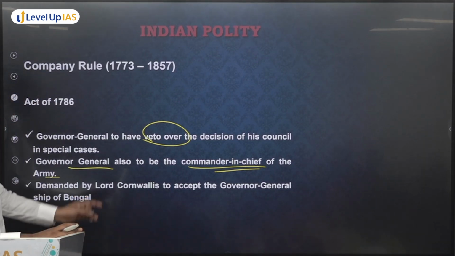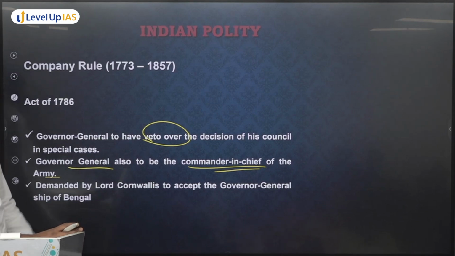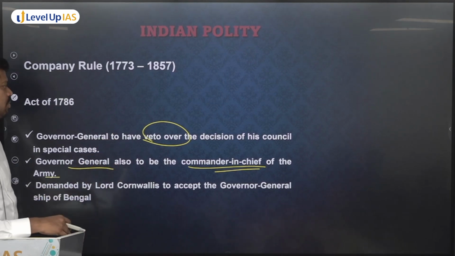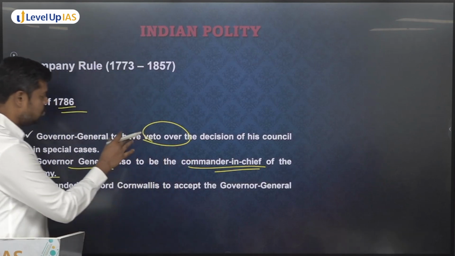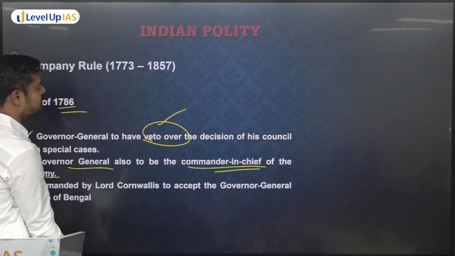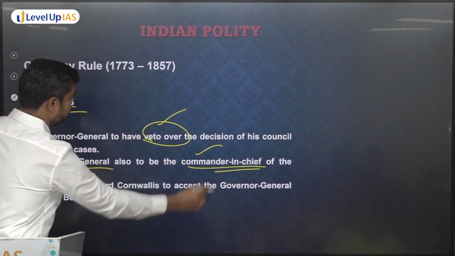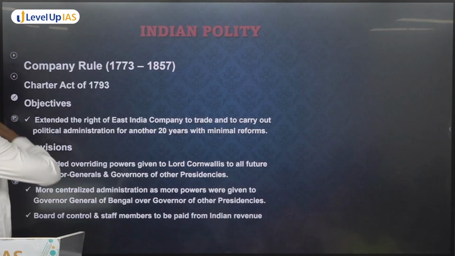These were demanded by Lord Cornwallis to accept the Governor Generalship of Bengal. So these are the major changes. Okay, just try to remember. Maybe you can remember that the Governor General was given veto powers, and he was also to be the commander-in-chief. So these were the major changes.